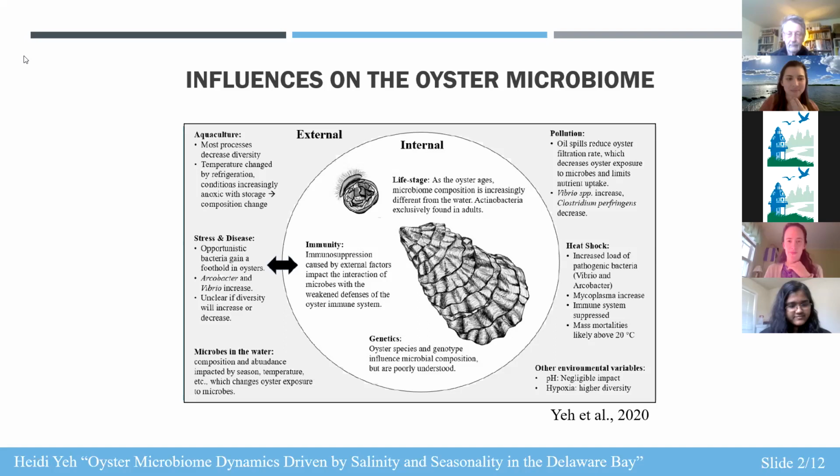There is an interplay between these external forces and the internal dynamics of the oyster. For example, oyster immunity is compromised by higher salinities. The preliminary data I will present today explores the impact of salinity as well as seasonality on the oyster microbiome.